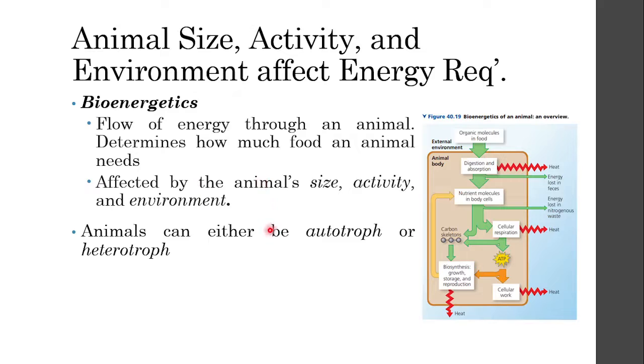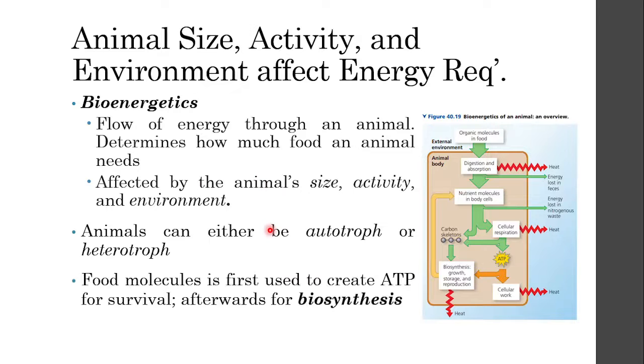This whole process of bioenergetics actually has priority. The ATPs that we create are first used in order for us to survive. So the main priority of our body is to survive. All the cellular work that it needs in order for us to move, to blink, to breathe, anything that our body needs in order for us to survive.